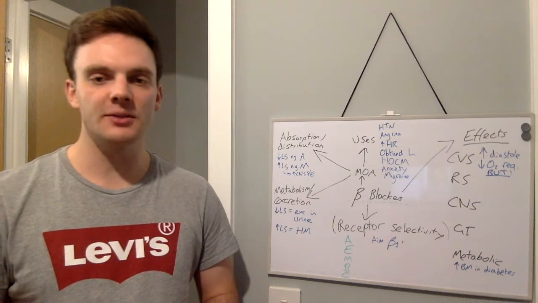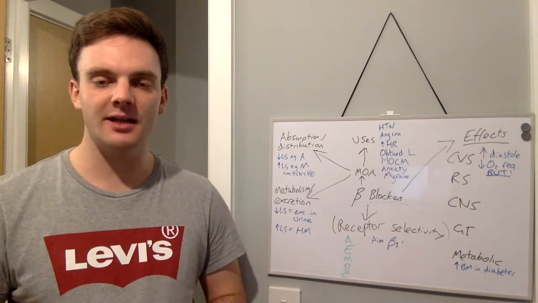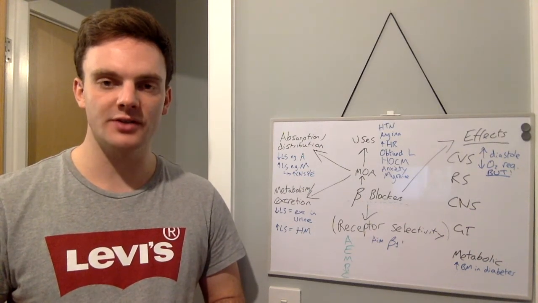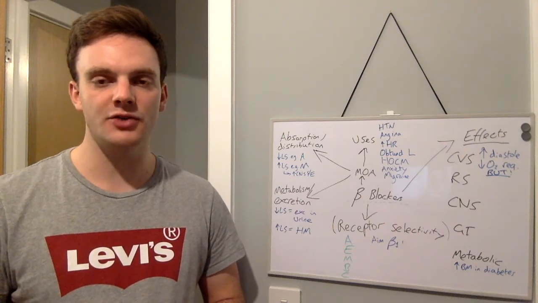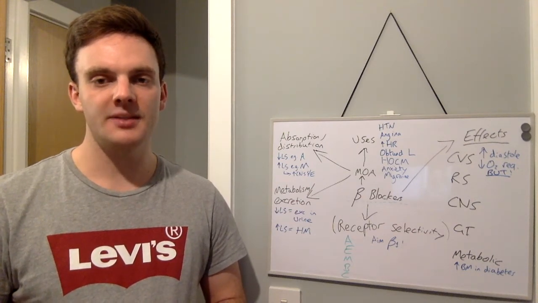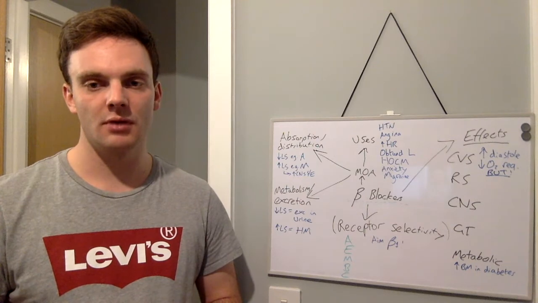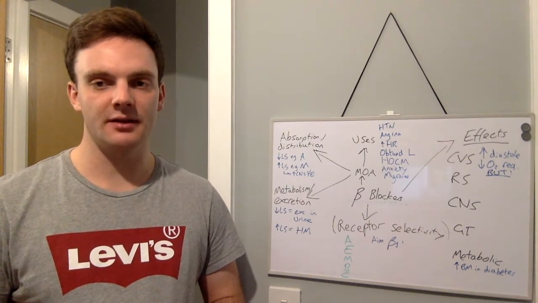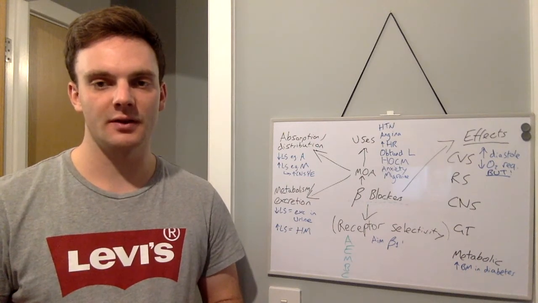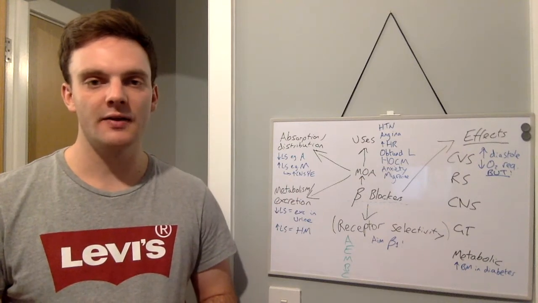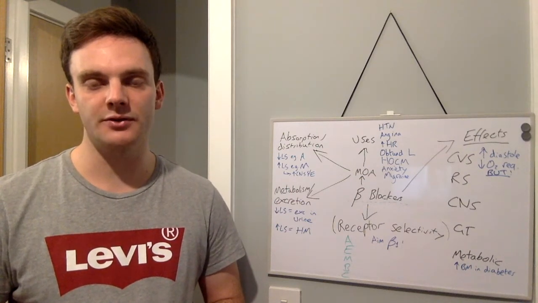So we'll go through beta blockers, we'll discuss its mechanism of action, the uses, its absorption and distribution, metabolism and excretion, receptor selectivity, and the effects. So firstly, the mechanism of action of beta blockers.